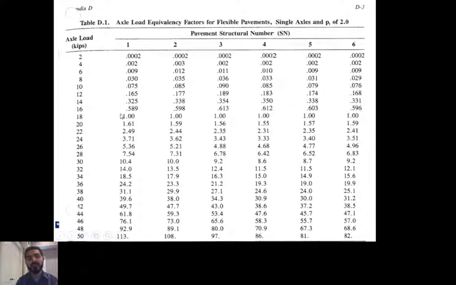But let's say now I'm going to do the 30 kips, structure number of 4. So it's 8.6. What does that mean? That means, again, every one axle of 30 kips is going to have the same amount of damage as 8.6 of the 18 kip equivalent single axle.